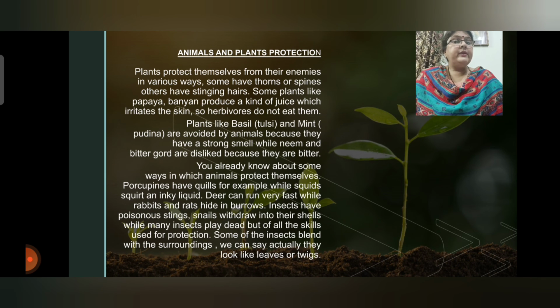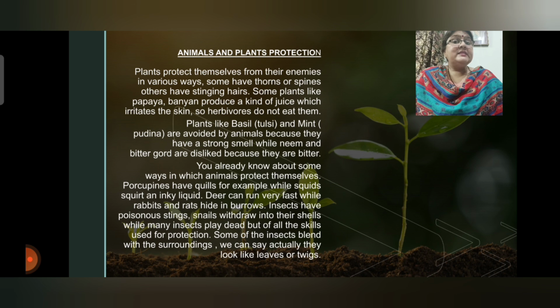You already know about some ways in which animals protect themselves. Porcupines have quills, for example, while squids release an inky liquid. Deer can run very fast, while rabbits and rats hide in burrows. Insects have poisonous stings. Snails withdraw into their shells to protect themselves.